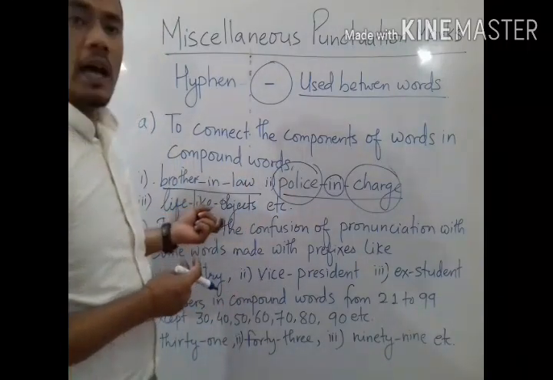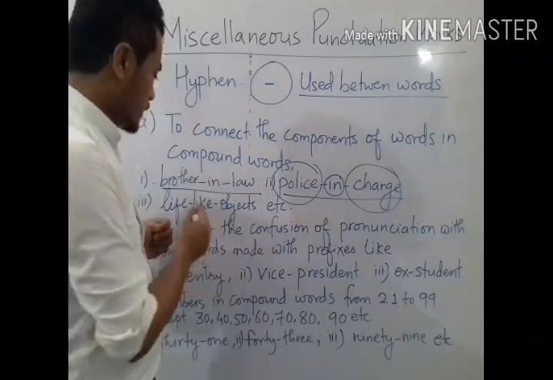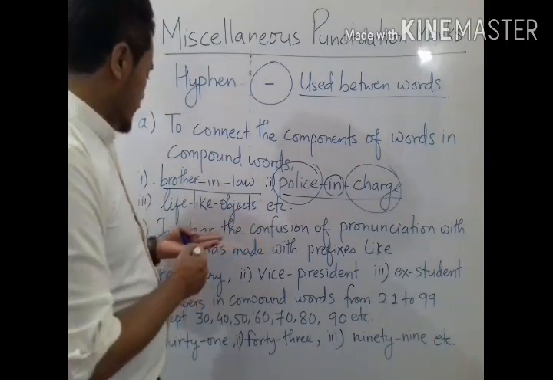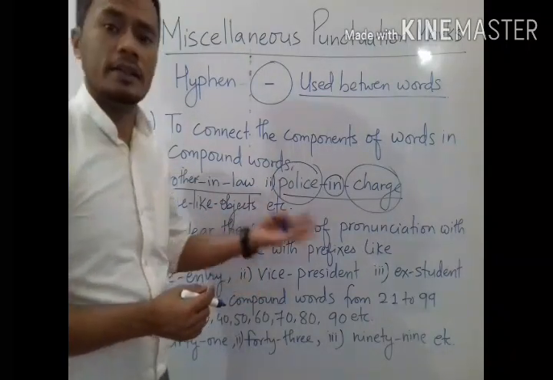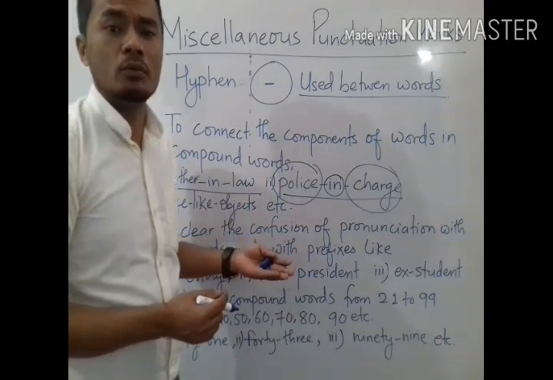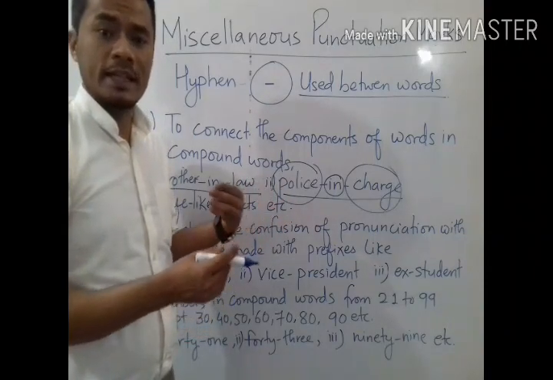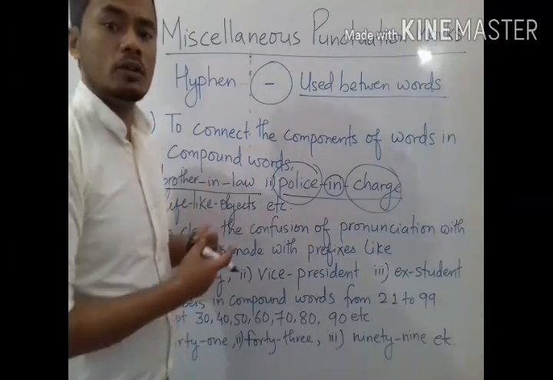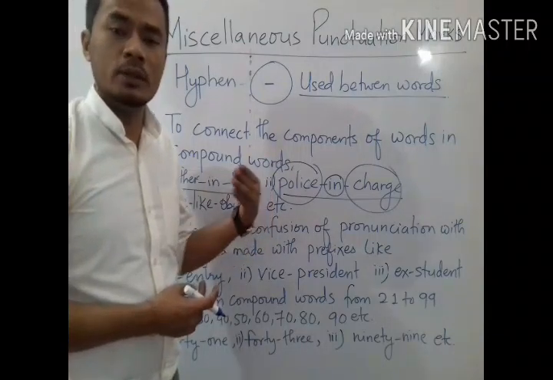Like lifelike objects. Here lifelike objects refer to one single noun, so life hyphen like hyphen objects. Understood? Now we can frame other compound words like father-in-law, daughter-in-law, passers-by. There are so many compound words which are framed by many other words connected to each other. By joining many words together, we make one compound word. In that case, we use a hyphen in between these words.